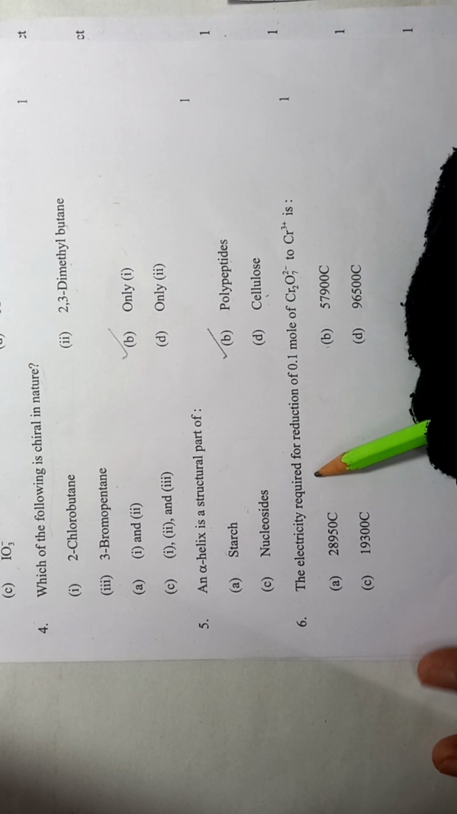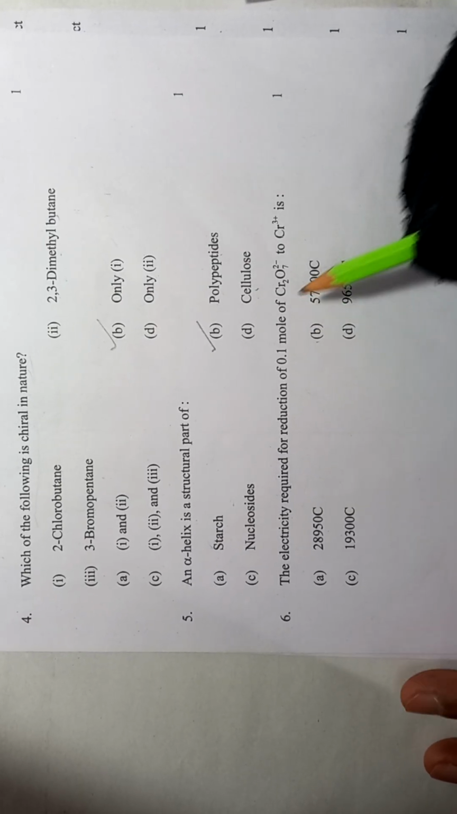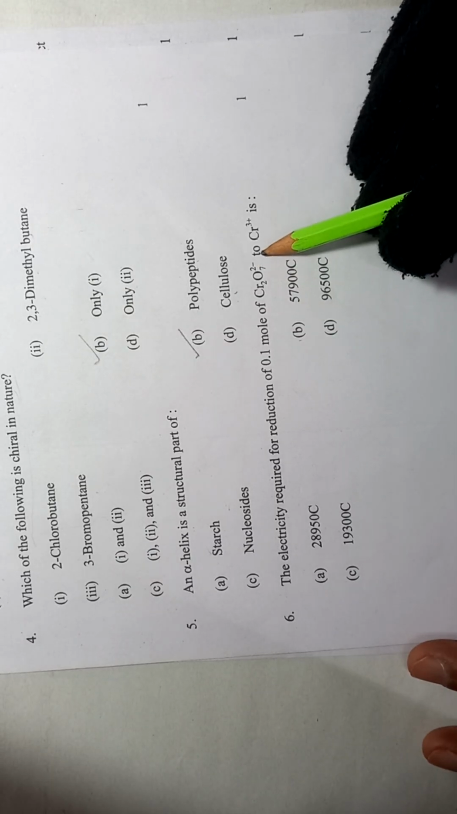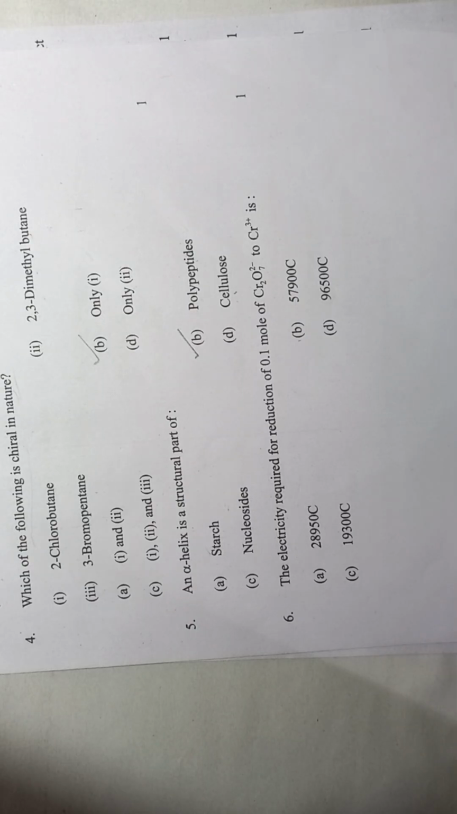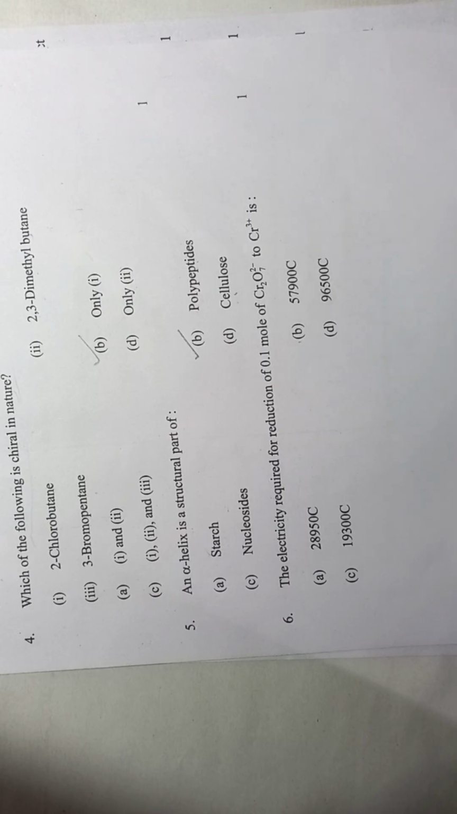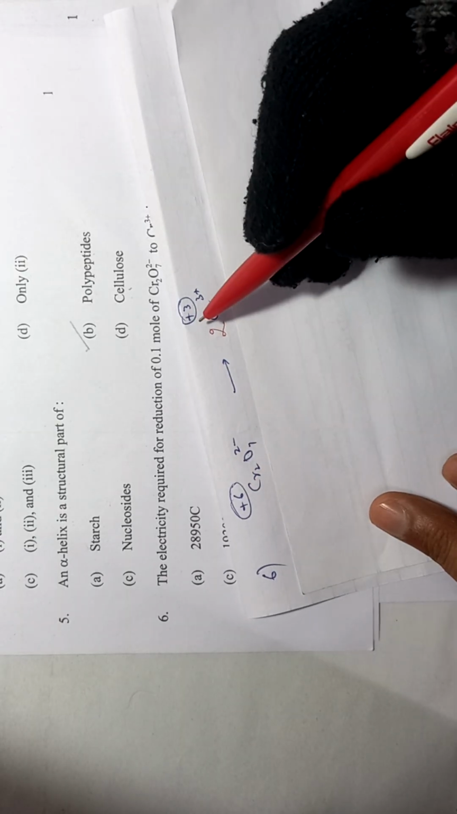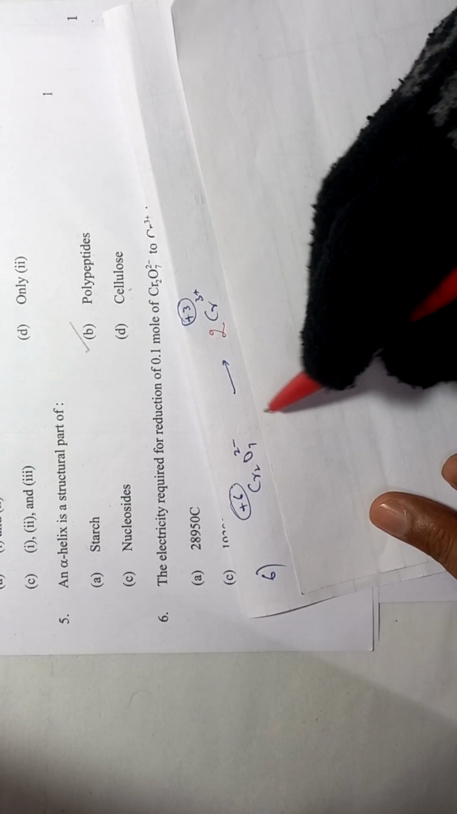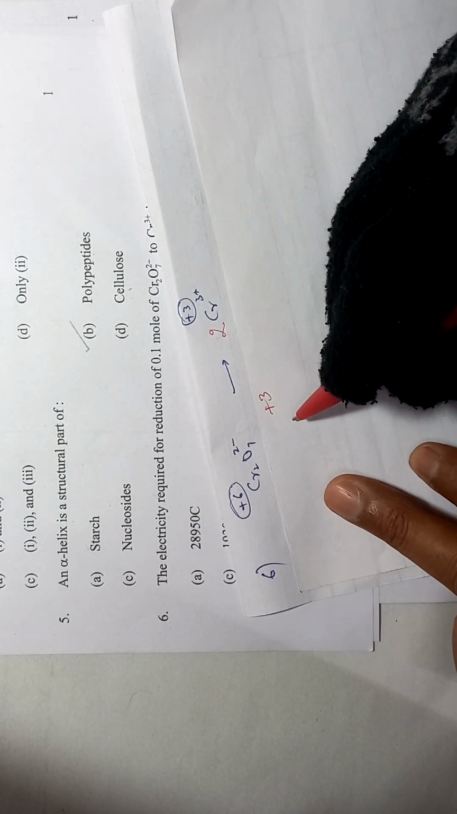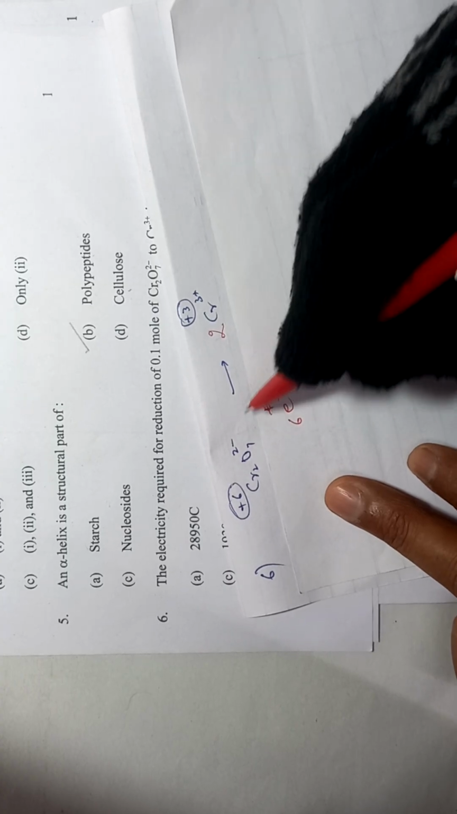Next question is, electricity required for the reduction of 0.1 mole of Cr2O7 2- to Cr3+. So for this you will write the equation. This is the equation, and since we have 2 chromium atoms here, so 2 chromium on this side also. Now the oxidation state is +6 and here +3, so there is a change of 3. The oxidation state is decreasing by 3 units per atom. So if there are 2 atoms, we need to add 6 electrons in this, 6 electrons.